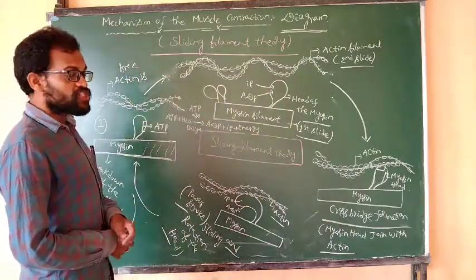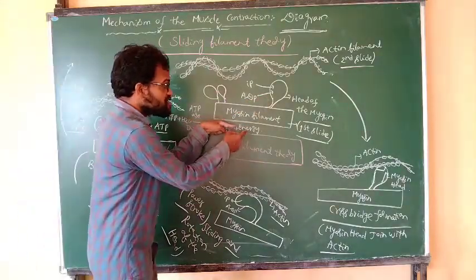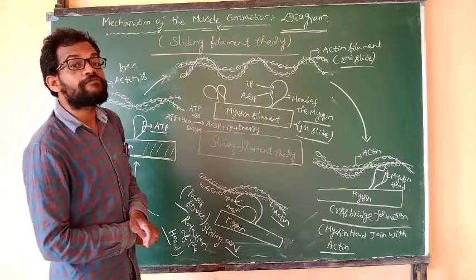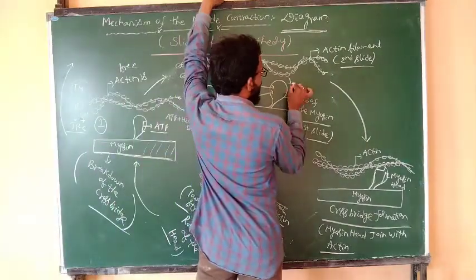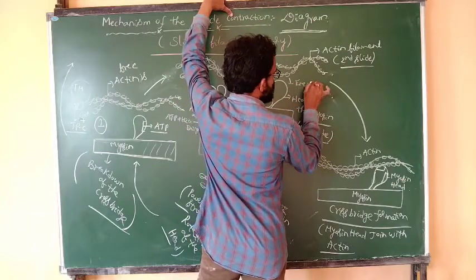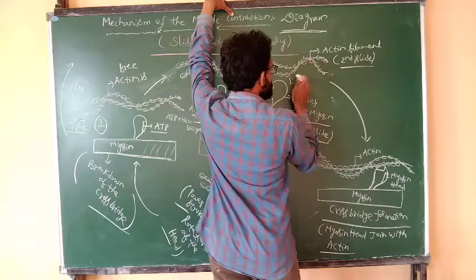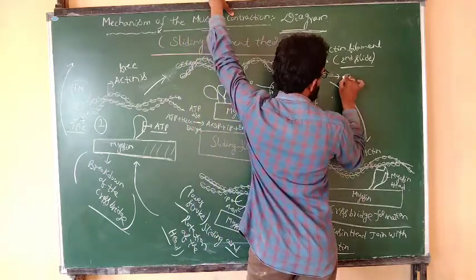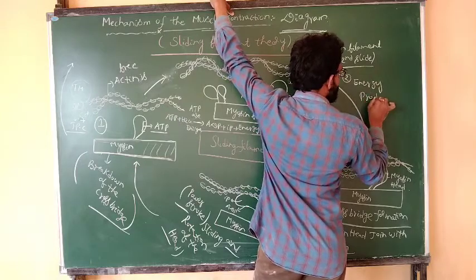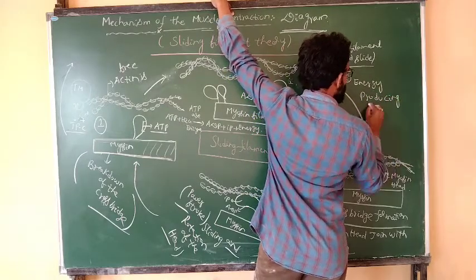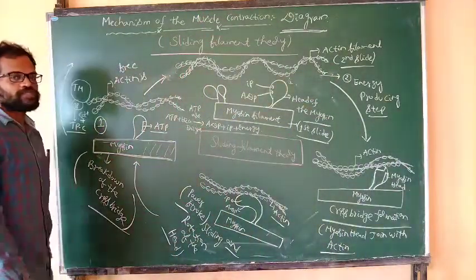They produce energy. Whenever the ATP on the myosin head produces energy, this energy is utilized. The second step is the energy producing step. What is the first step? Actin is free, myosin is free.